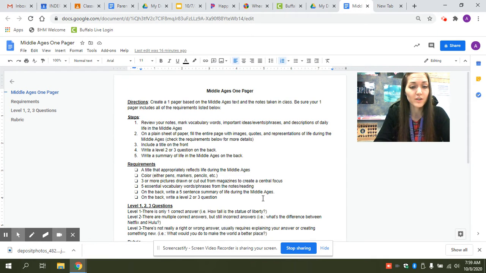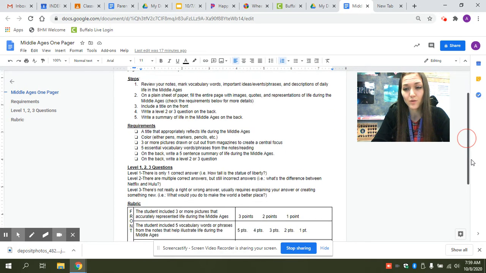All right, and then on a plain sheet of paper, fill the entire page with images, quotes, and representations of life during the Middle Ages. Remember, you're going to need at least 3 pictures. If you decide to include more than 3 pictures, that's absolutely fine. And then have 5 essential vocab words or phrases from the notes. If you choose to add more, again, that's absolutely fine. So make sure that on the front you have your title, and then on the back do your summary and write a level 2 or 3 question.